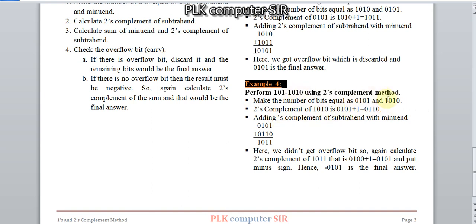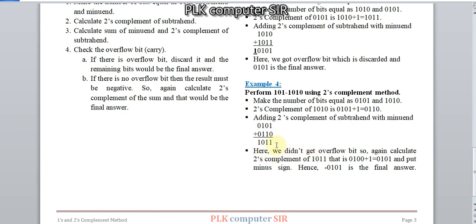Now the 2s complement of 1010. If you convert into 1s at first, 1010 will be 0101, then we have to add 1, you will get 0110. Now third step, we have to add the 2s complement of the subtrahend with the minuend. My dear students, now if you add, you will get 1010, so a 4 bit answer, the sum is also 4 bits.